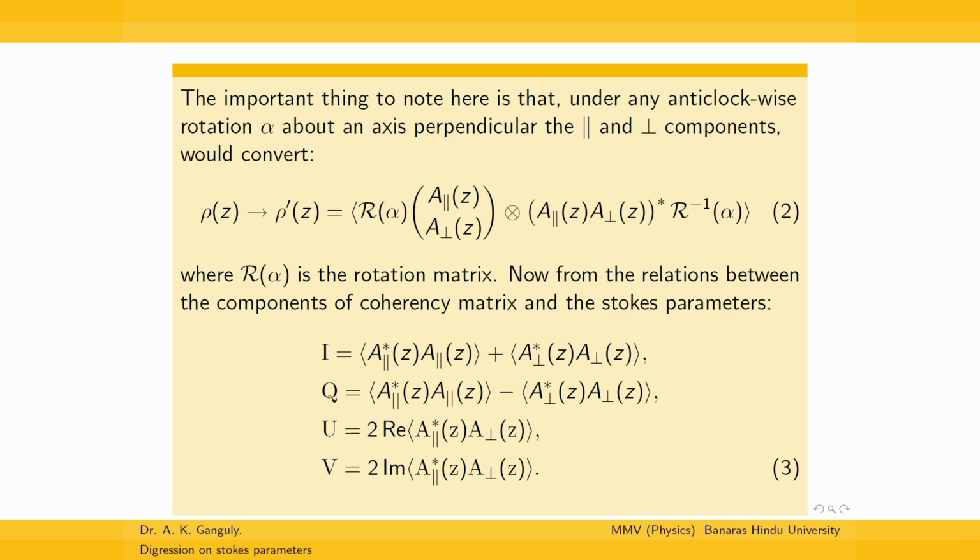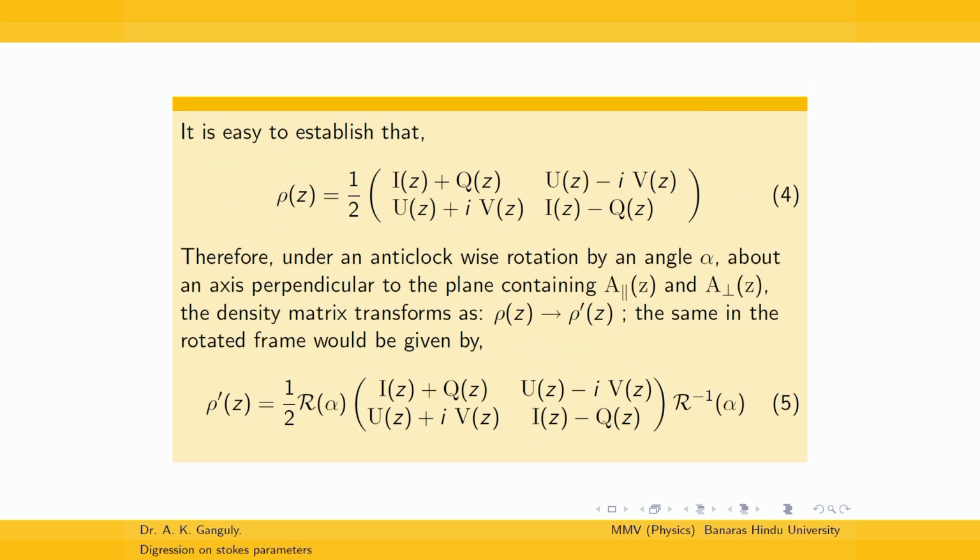So, if that is the situation, then the direct product under this rotation of the coordinate actually takes the following form, that is given by equation 5, that is rho goes to rho prime, which is the rotation matrix times the coherency matrix in the unrotated frame times R inverse or rotation matrix inverse.